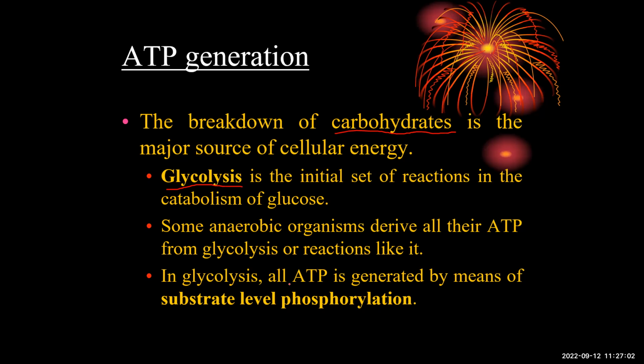You generate ATP during glycolysis, but all the ATP you generate is by means of substrate level phosphorylation. Substrate level phosphorylation generates ATP by making a phosphorylated intermediate, and that high energy phosphate bond is transferred to ADP to make ATP. That's substrate level phosphorylation. You don't make much ATP with substrate level phosphorylation. You make enough to survive. You don't grow very fast, though.